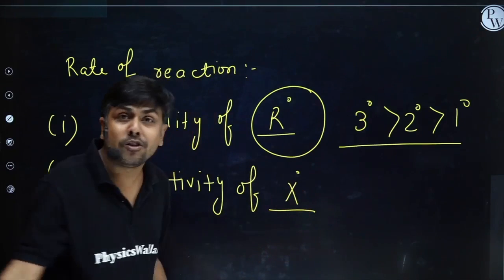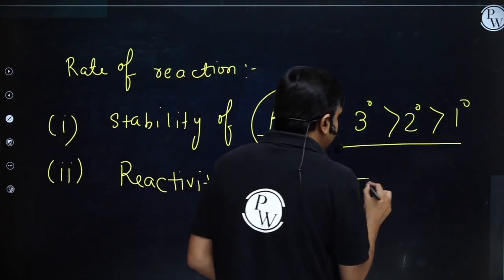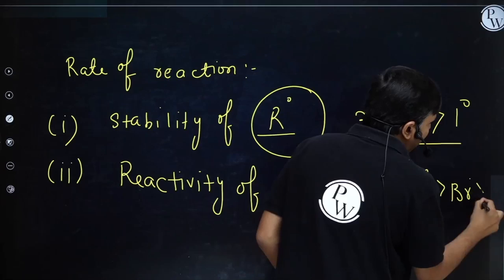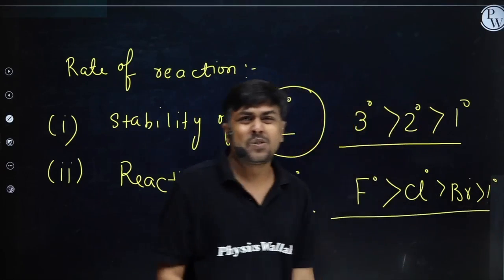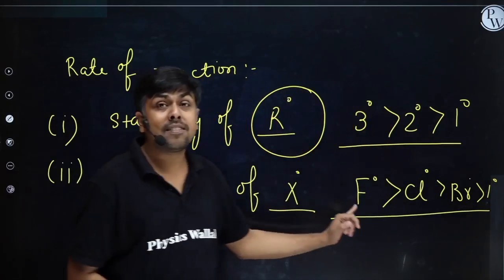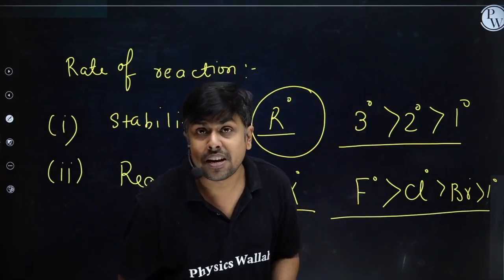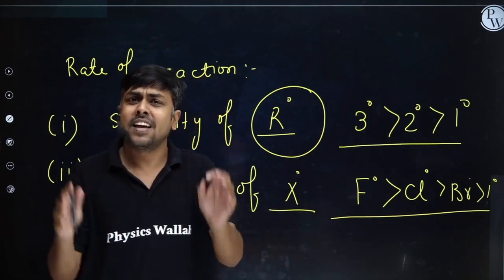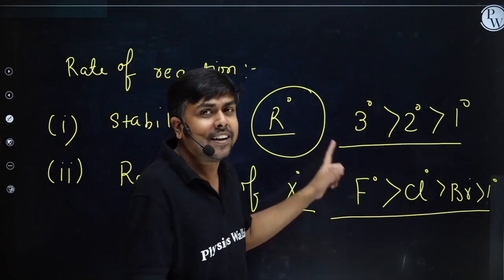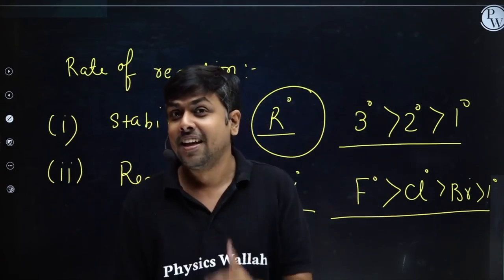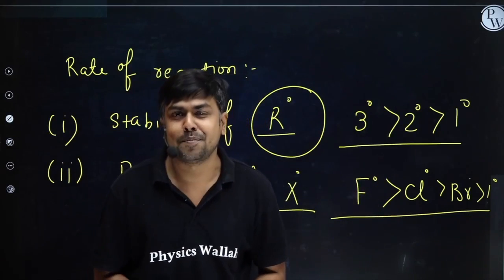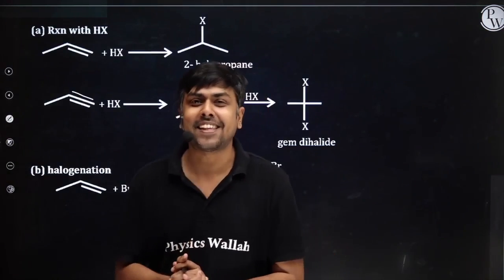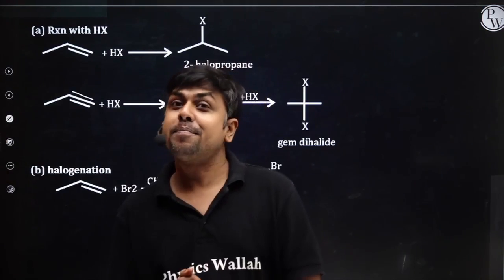Am I clear? At the same time, it also depends on the reactivity of the halogen radical, and here F dot is more reactive as compared to Cl dot, Br dot, and I dot is very less reactive. In general, fluorination is avoided because this reaction is very violent. We have discussed each and every point related to this free radical substitution reaction in the chapter hydrocarbon, right?